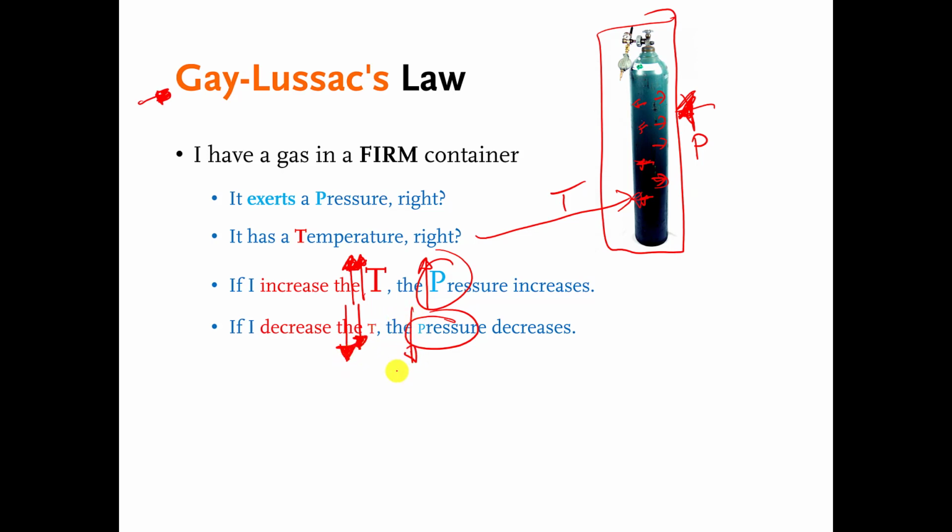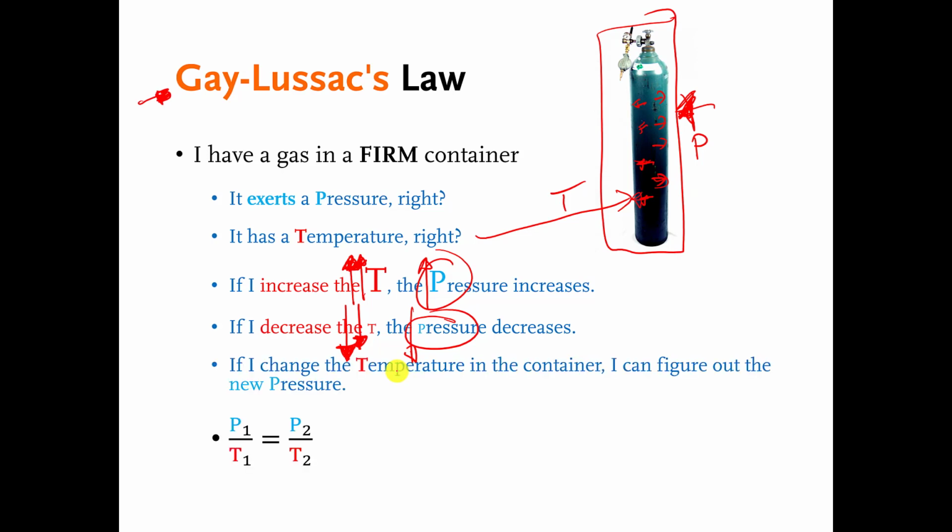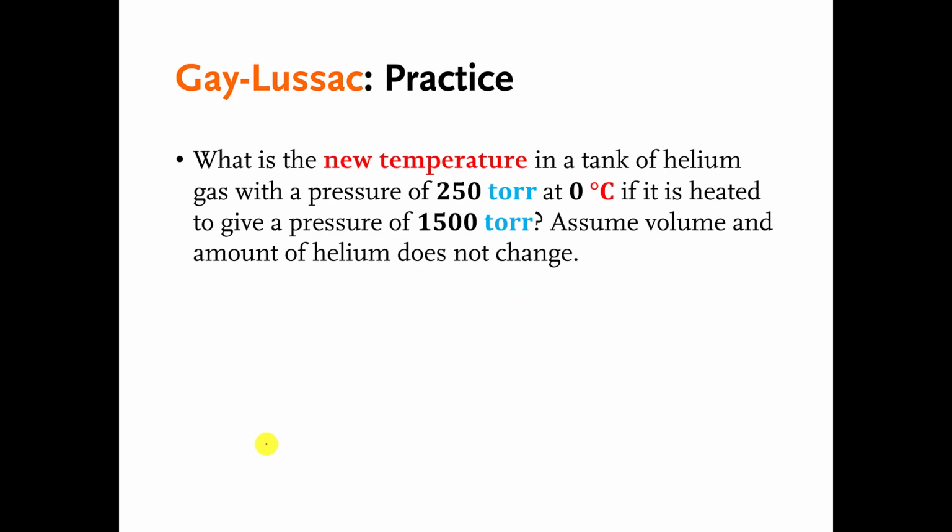And here is the Gay-Lussac's equation, and it's going to look pretty familiar. It looks like Charles's law, except there are P's on the top instead of V's. So pressure 1, the pressure at the beginning of the experiment, divided by temperature 1, the temperature of the gas at the beginning of the experiment, is equal to the pressure at the end of the experiment divided by the temperature at the end of the experiment. Here is a sample Gay-Lussac's law question.